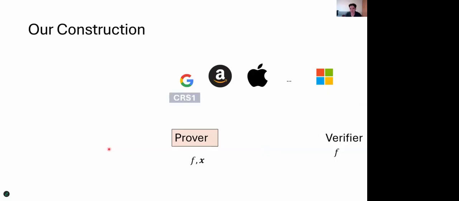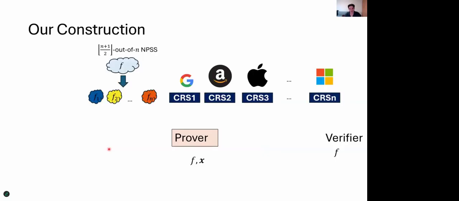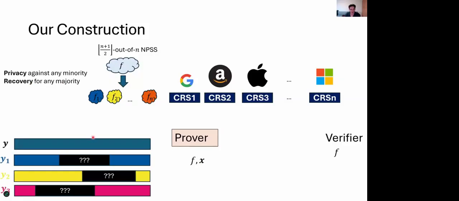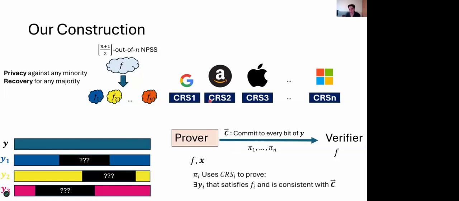So each of these parties generates its own CRS. The prover is going to take its circuit-SAT instance and use the MPSS to generate n instances. And we're going to set the threshold such that we have privacy against a minority and recovery for any majority. And now the prover is going to take its assignment and generate all these partial assignments. It's going to send a commitment to the global assignment and n proofs, where the ith proof is with respect to the ith CRS, and the ith proof says that there exists y_i, a partial assignment that satisfies the ith predicate and is consistent with the global commitment. The verifier is going to accept the new proof if all these proofs pass verification.